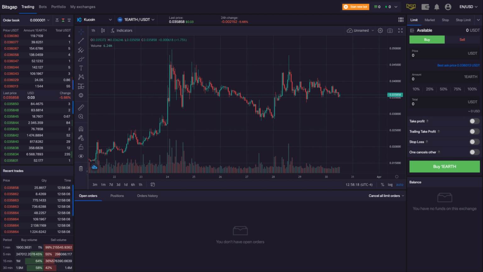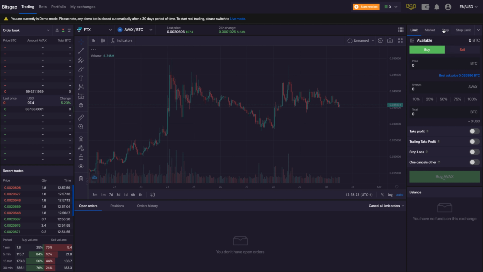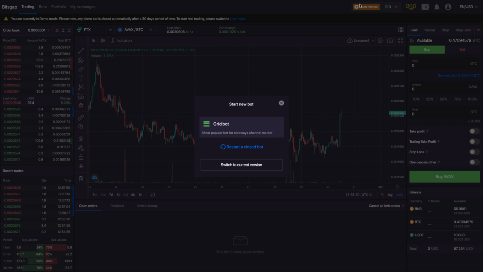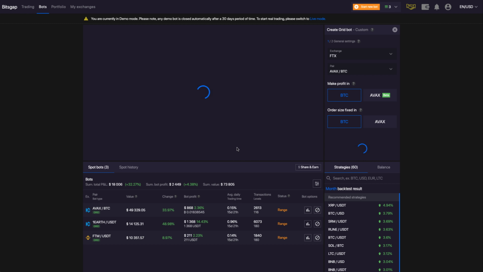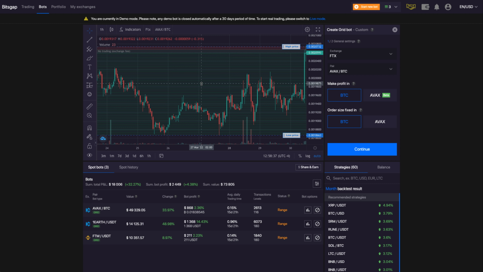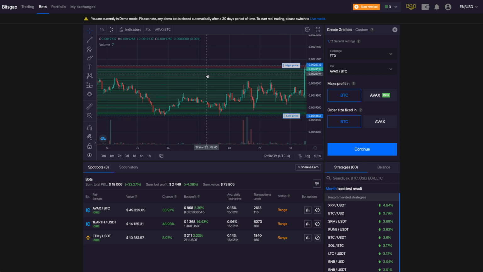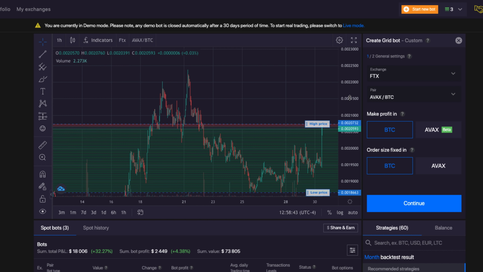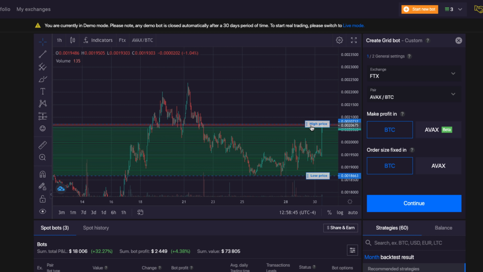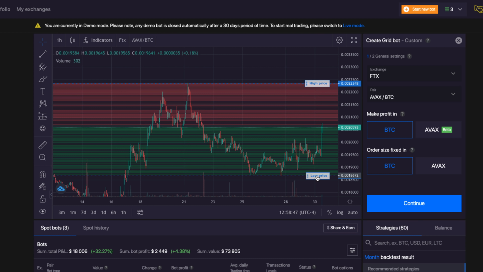As a new user, after you log in, you want to make sure you are in demo mode. Then click on Start a New Bot, Grid Bot, and Custom Strategy. Here is our chart of Avalanche versus Bitcoin 1-hour candles. You can zoom out on the chart and slide the top and bottom levels to determine the range the bot will trade on.